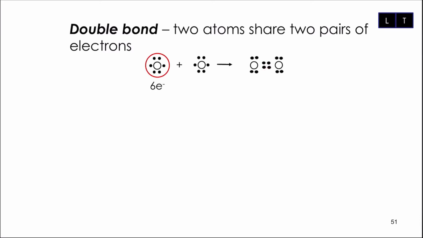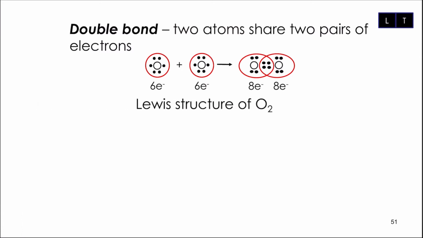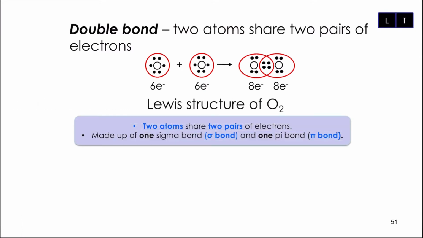So you can see that 6 valence electrons, 6 valence electrons. Hence, when sharing the 2 pairs of electrons, they achieve octet configuration. So this is how you want to show the Lewis structure for oxygen. So 2 atoms share 2 pairs of electrons and they make up 1 sigma bond and 1 pi bond.